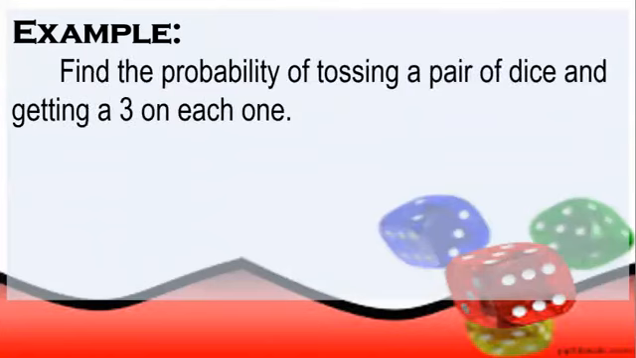Let's have another example. We are going to find the probability of tossing a pair of dice and getting a 3 on each one. So we have here 2 dice. And then pag tinoss po natin, ano yung probability na 3 yung makukuha natin sa bawat isa.